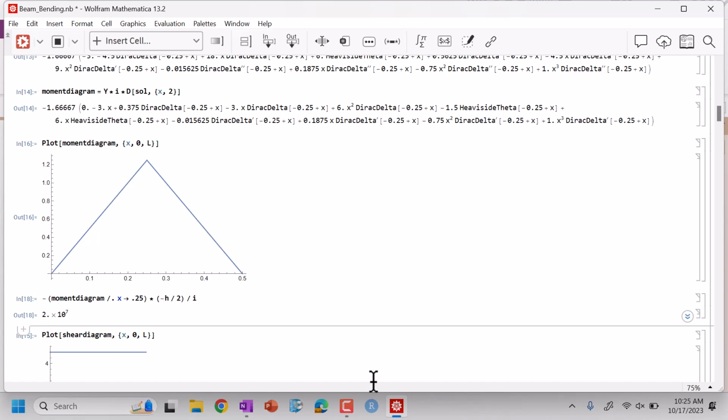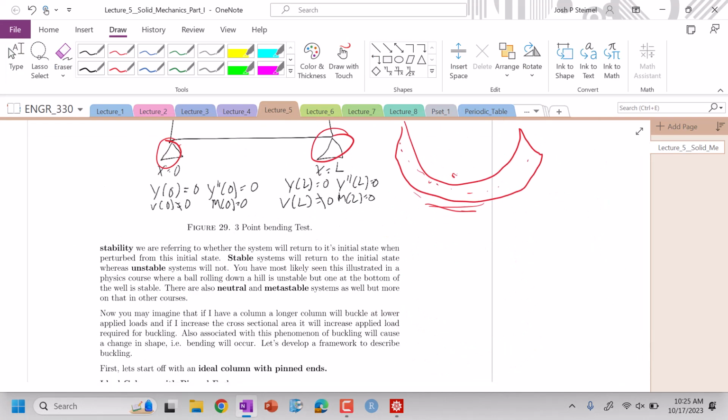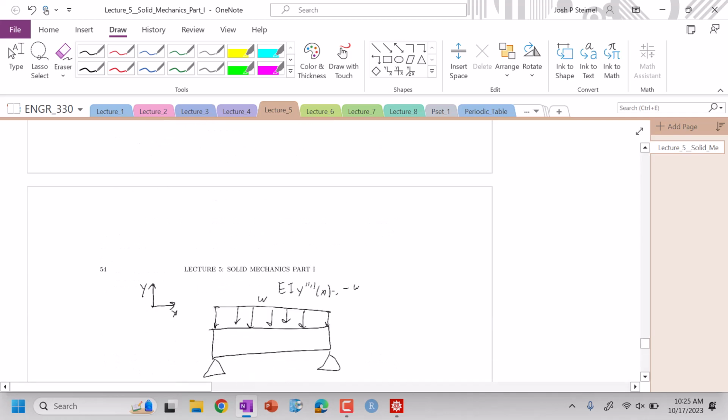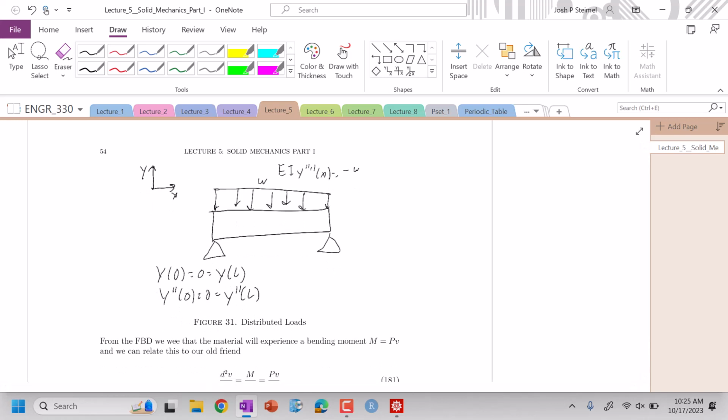Fantastic. So, again, isn't this a lot nicer than having to make cuts and do all these different things? I hope it is. I hope it's enjoyable. We're going to do one more problem together with a distributed load, and then we'll see you all in the next module, which will be buckling. So see you then.